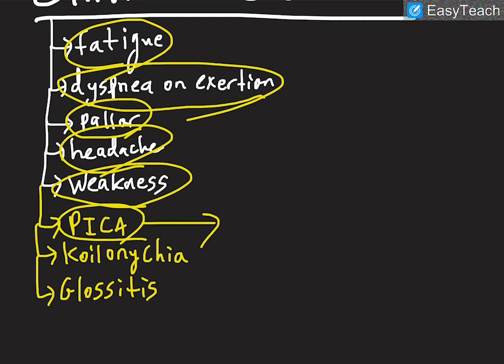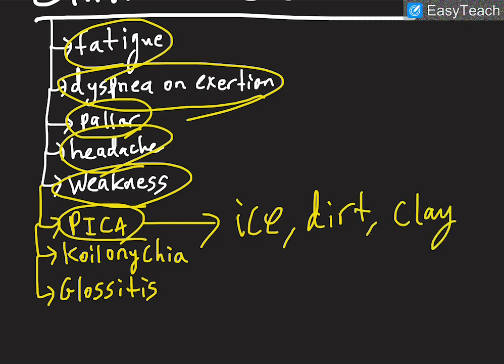It's the desire to consume things that aren't food, so basically like dirt or clay. So that's what pica is. It's basically the desire or craving to ingest non-food, instead of food. Instead, they have the craving to ingest things like ice or dirt or clay. So that's what pica is, and that's specific for iron deficiency anemia.